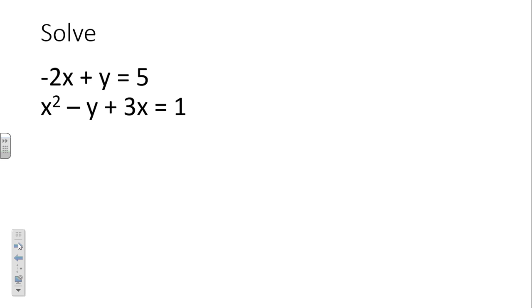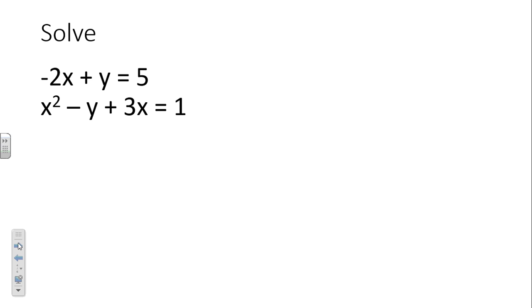Could they have one solution? If it would hit it where? At the vertex, right? Okay. Could it have no solutions? It could. Not very likely, but it could. Okay. So we may have two answers here. We may have one answer. We may have no solutions. Okay. Let's try it.